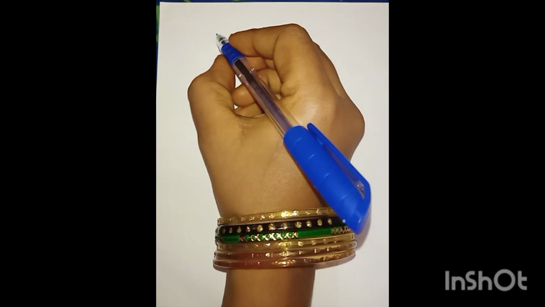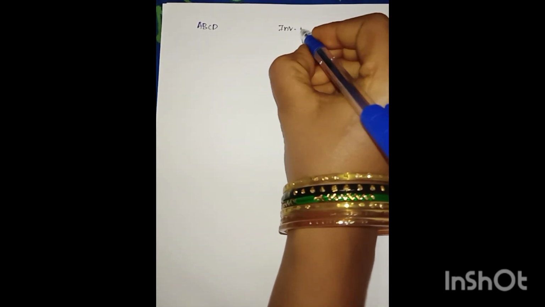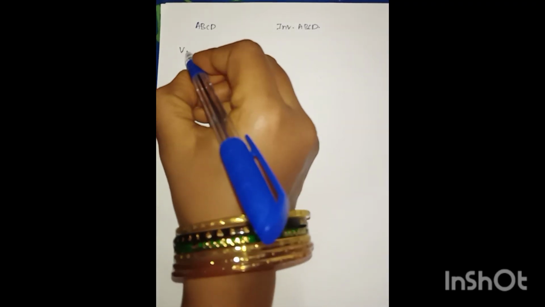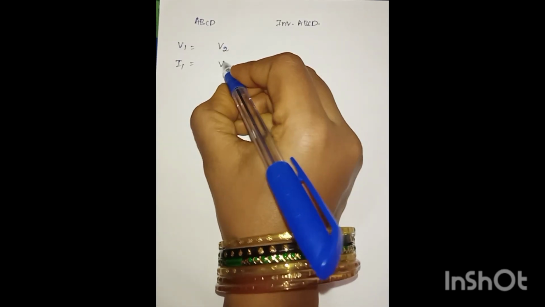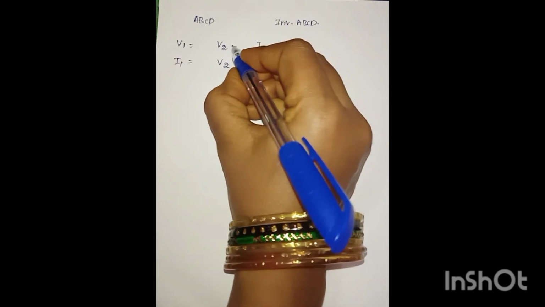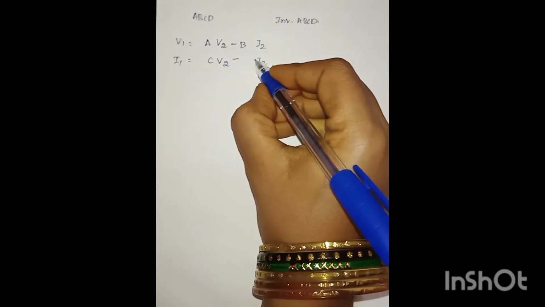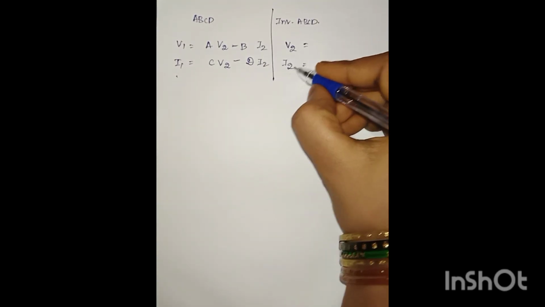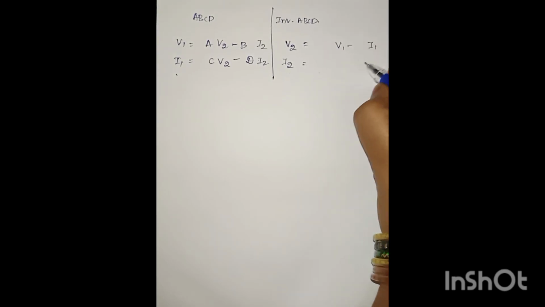Next, ABCD parameter and inverse ABCD parameter. In ABCD parameter, the input voltage and input current are represented in terms of output voltage and negative output current. So A, B, C, D. In inverse ABCD, V2 and I2 are represented in terms of input voltage and input current.